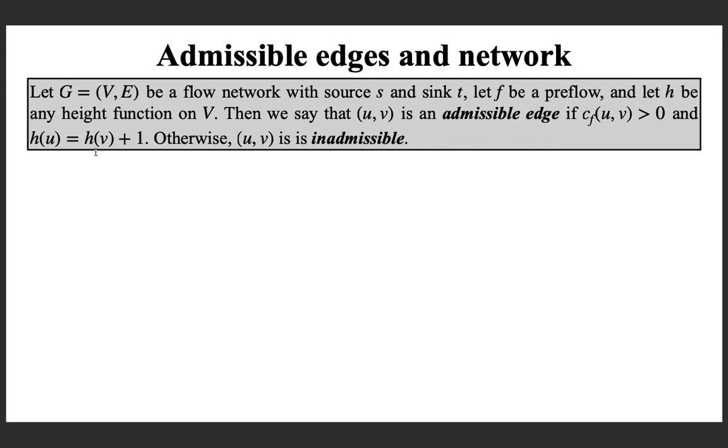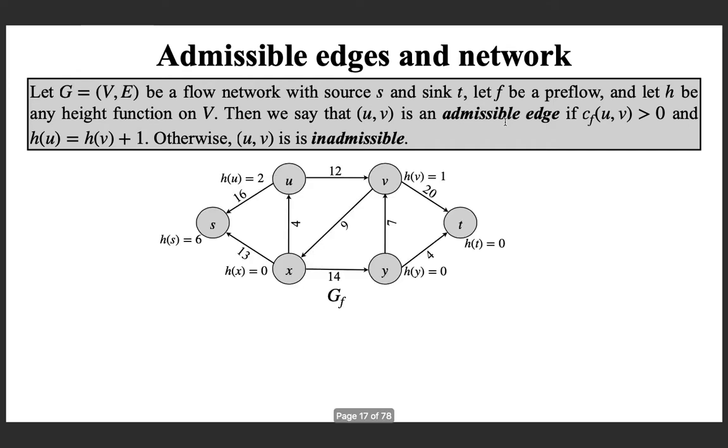When push is enabled on that edge, this is the precondition of the push operation: the capacity should be greater than 0. So, if push is enabled on that edge, then it is called admissible. If it is not enabled, it is called inadmissible. We can see an example.